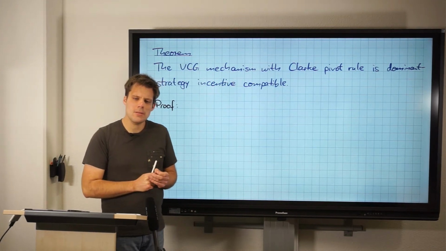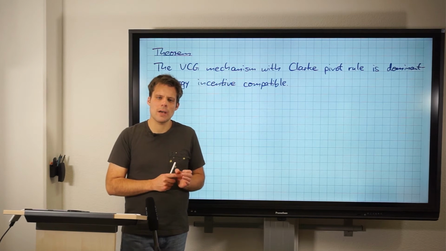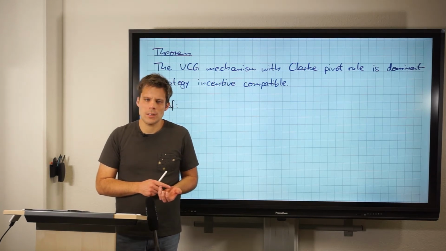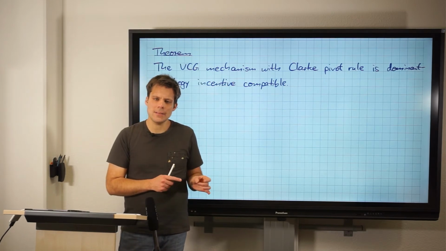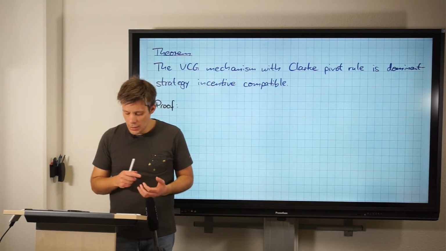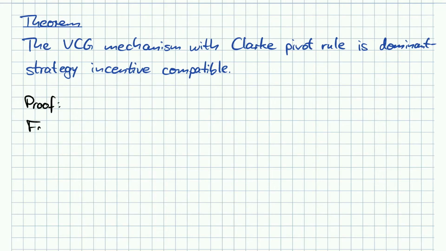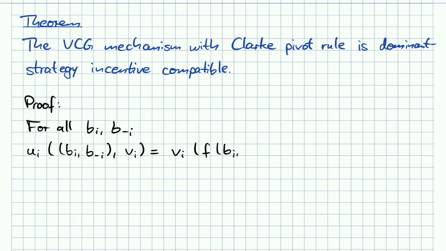Well, the first thing that we want to do is we again want to write down the utility of every bidder when they're participating in this mechanism. And then what we'll have to show is that this utility is maximized whenever you bid your true value. So first of all, what will the utility be like? Whatever I'm bidding and whatever the other bidders are bidding, my utility, when bidding b_i, the others are bidding b_-i, and my value is v_i. This is my value of the outcome minus my payment.